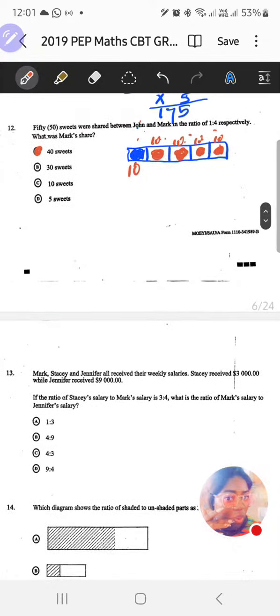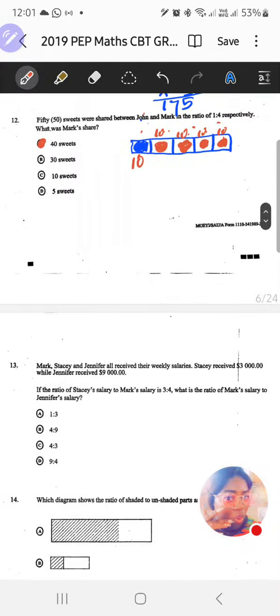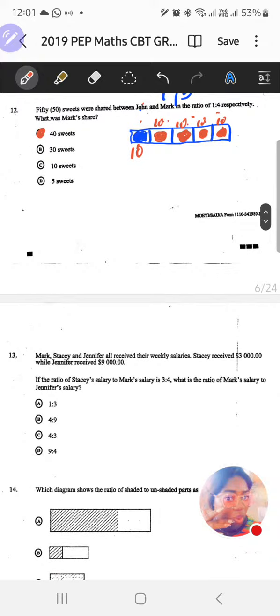Let me keep that on the screen for those who are writing these off. Number 13 says Mark, Stacy, and Jennifer all received their weekly salaries. Stacy received $3,000 while Jennifer received $9,000. The question is now, if the ratio of Stacy's salary to Mark's salary is 3 to 4, what is the ratio of Mark's salary to Jennifer's salary?